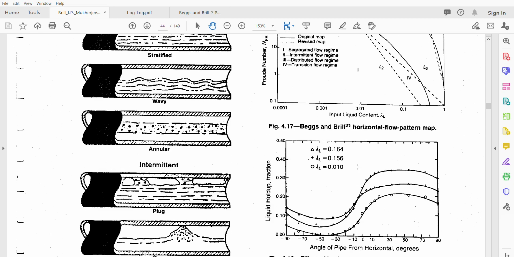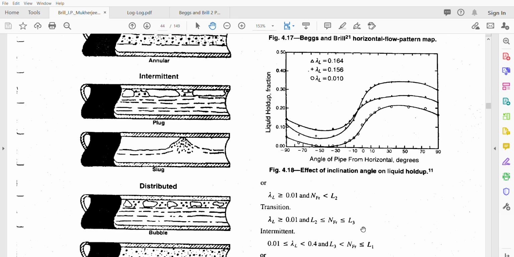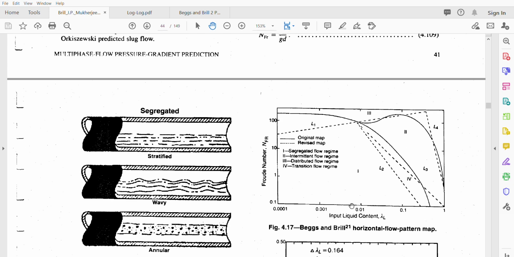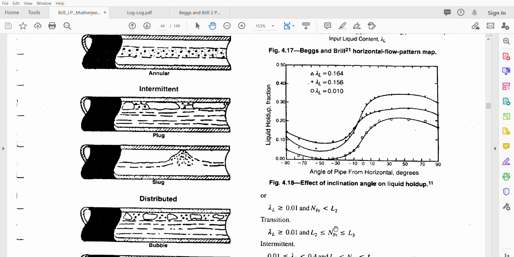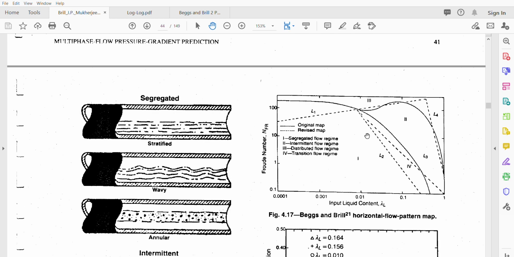And then for transition, lambda L has to be larger than 0.01, and NFR between L3 and L2. So NFR should be larger than L2 and lower than L3. This is in this area.